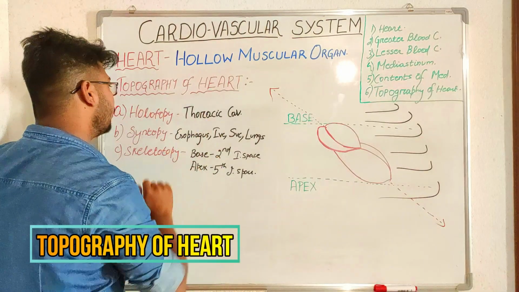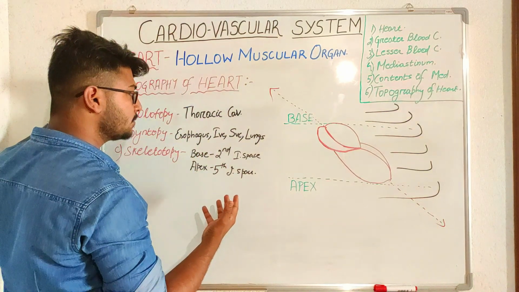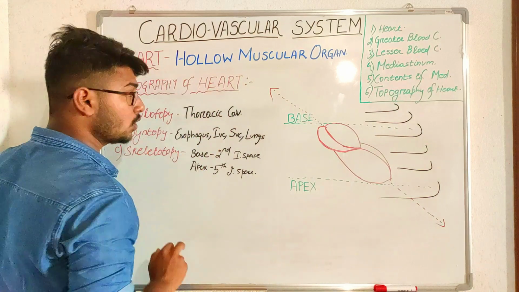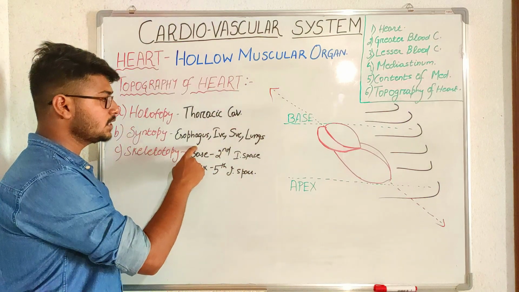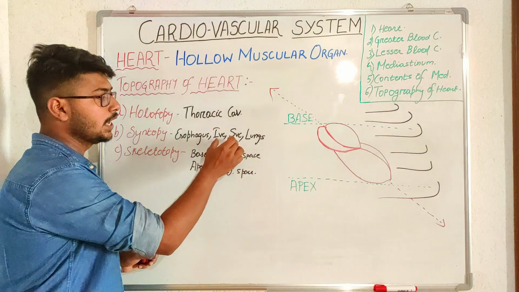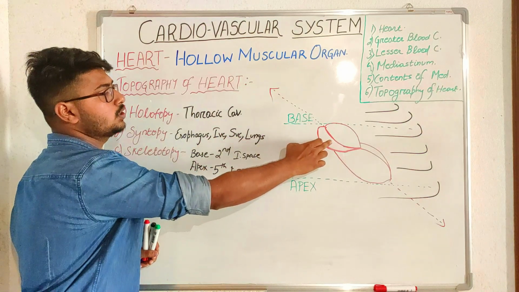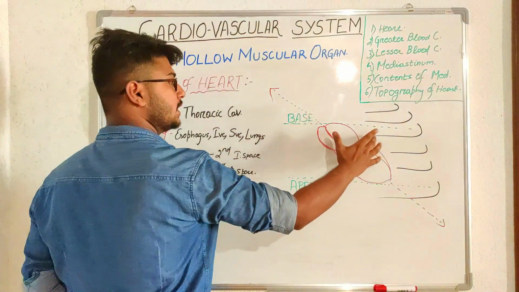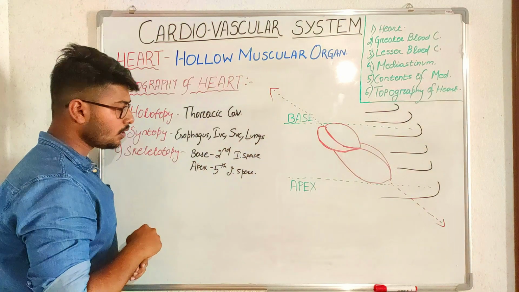So what is the topography of the heart? The heart has holotopy, meaning in which cavity it is present. It is present in the thoracic cavity. Then syntopy means what organs are present nearby the heart. First is the esophagus, which is present posteriorly. Then inferior vena cava and superior vena cava, which drain into the right atrium posteriorly. Then the lungs, which are present on both sides laterally of the heart.